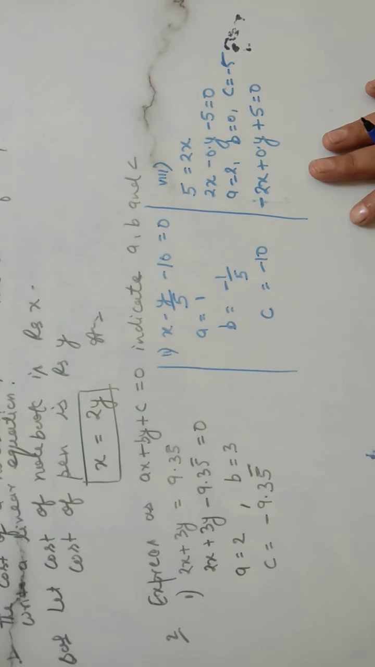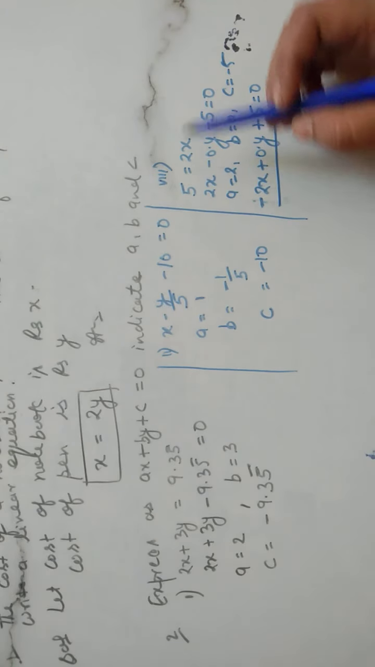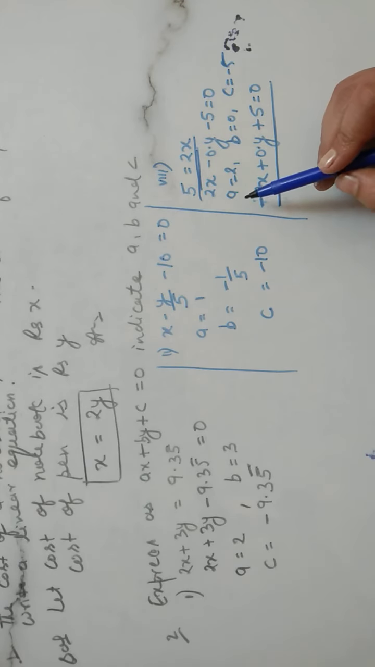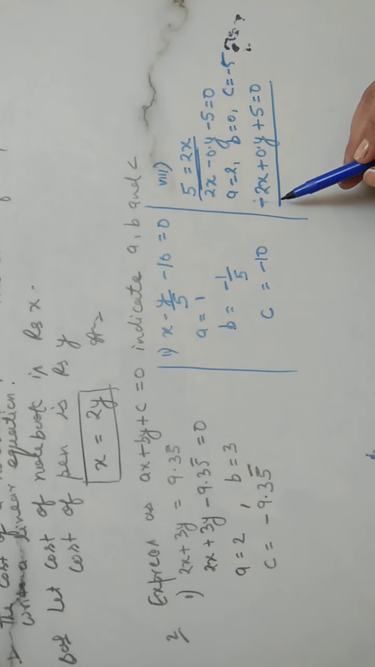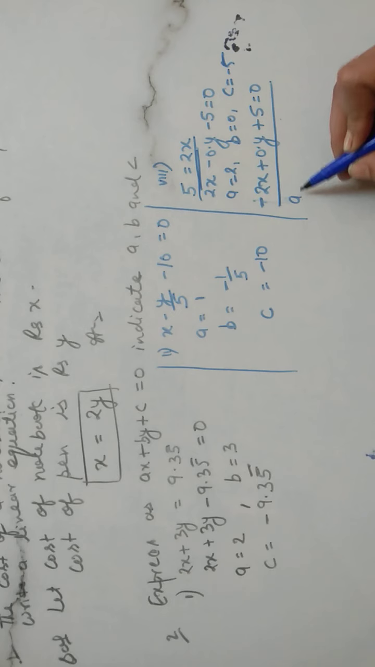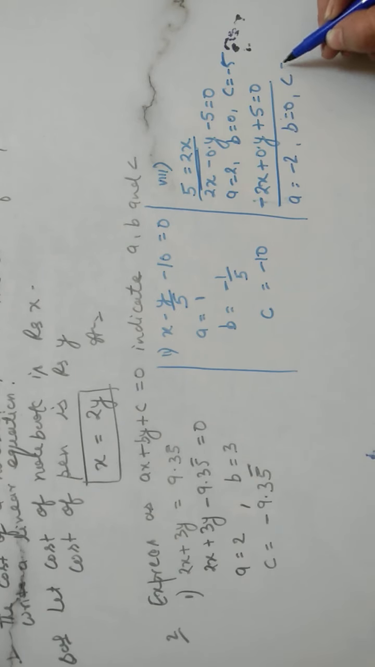Now see the second solution, we can write in this form also. Why are we writing in this form? We are changing the position of 2x. So when we change the position of 2x, it will be minus 2x. Y is not here, so 0 into y plus 5 equals 0. So in this case, a is minus 2, b is 0 and c is 5 only. So both are correct. You can use any of the methods, any of the ways you can solve it.